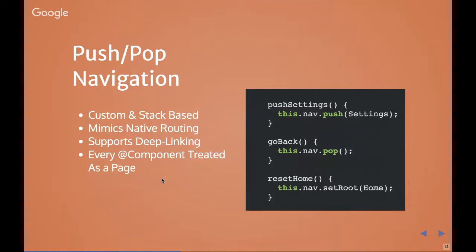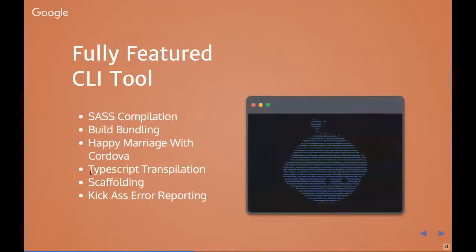Another thing is it supports deep linking. For example, maybe you want to share some picture to Instagram from your application, you can deep link. Or maybe you have an Amazon application that you built with Ionic, and somebody's on the web, they click a link and want to open that product on your phone, that will happen. Another thing is it has a very, very good CLI.